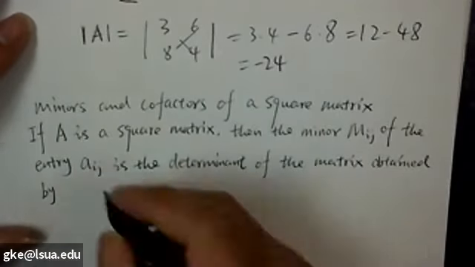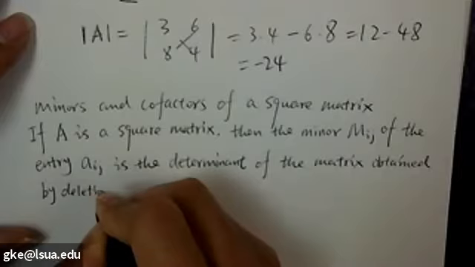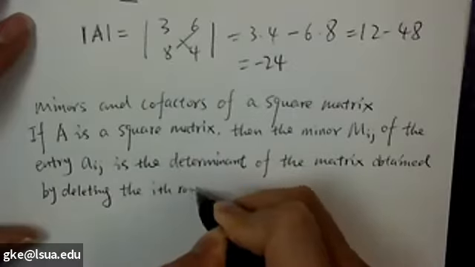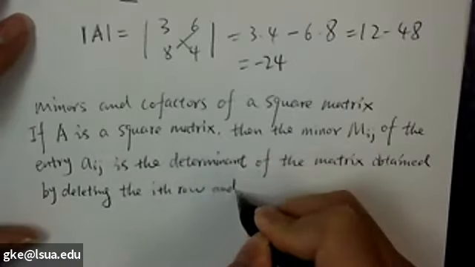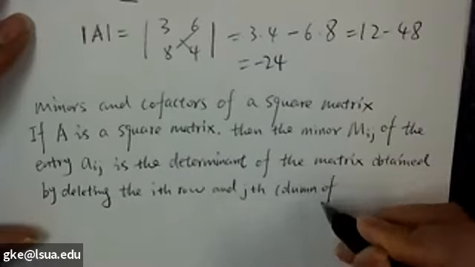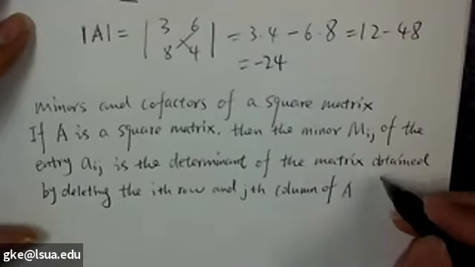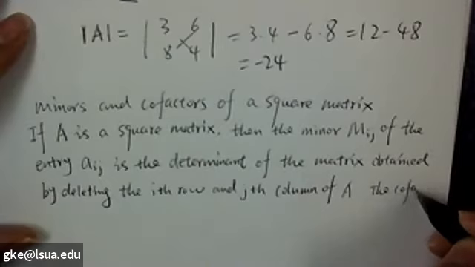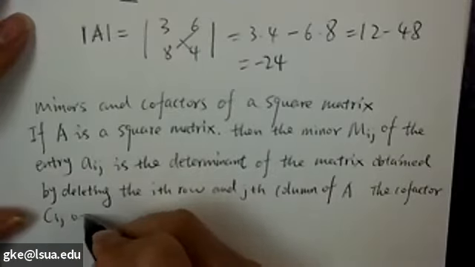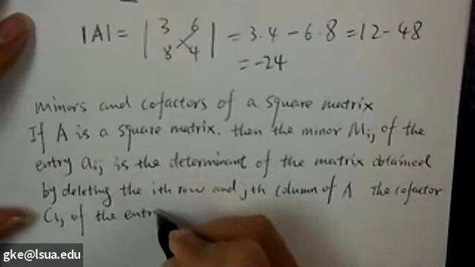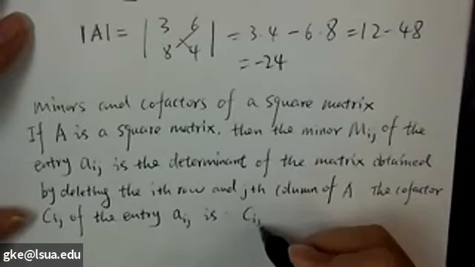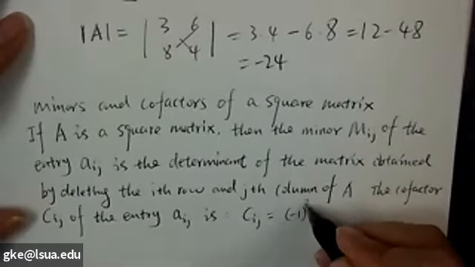By deleting the ith row and the jth column of A. So the cofactor Cij of the entry Aij is what? Is this guy.